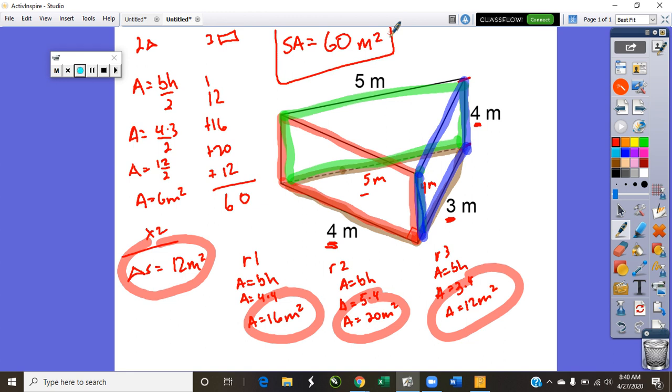A lot of work to show, and a lot of formulas. Okay, but all we're doing is we're taking this triangular prism and we're breaking it into all the different shapes that make it up.